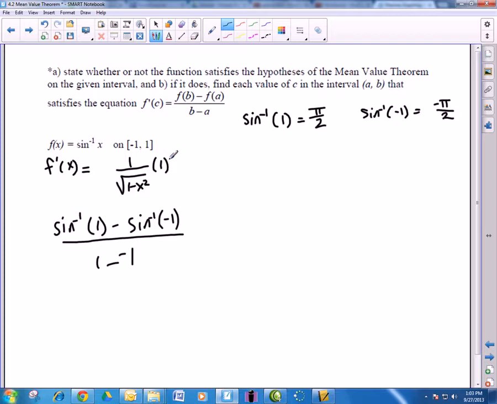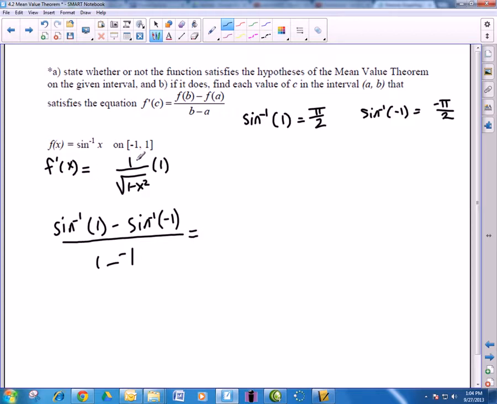So if we look at this, we can go ahead and start it. The inverse sine at 1 is pi over 2. The inverse sine of negative 1 is negative pi over 2. And you could also use 3 pi over 2, it'll work the same way. But we'll use negative pi over 2. So we can go ahead and simplify those.